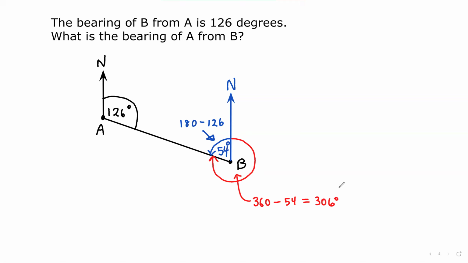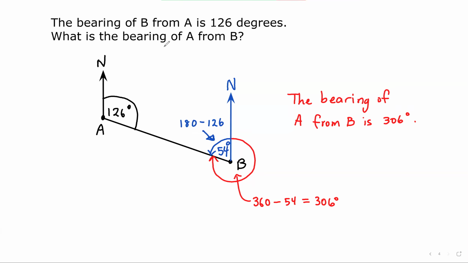So the bearing of, you'll copy this down, huh? The bearing of A from B is therefore 306 degrees, right? So to do this again, if you know that the bearing of B from A is 126 degrees, and you want to find what is the bearing of A from B, well, you first draw your diagram so that you label it and you see where the bearing is and that kind of thing.